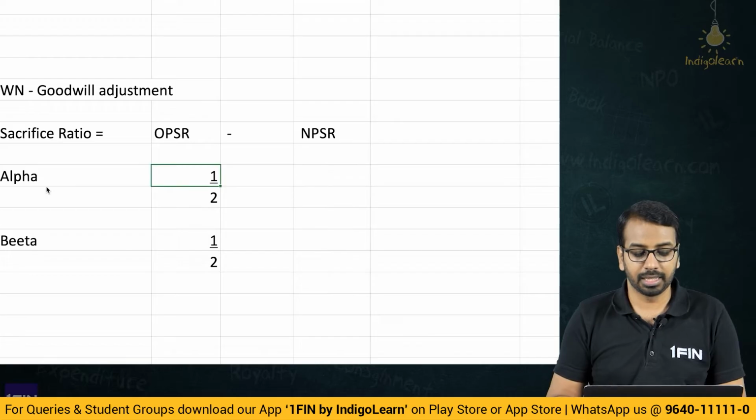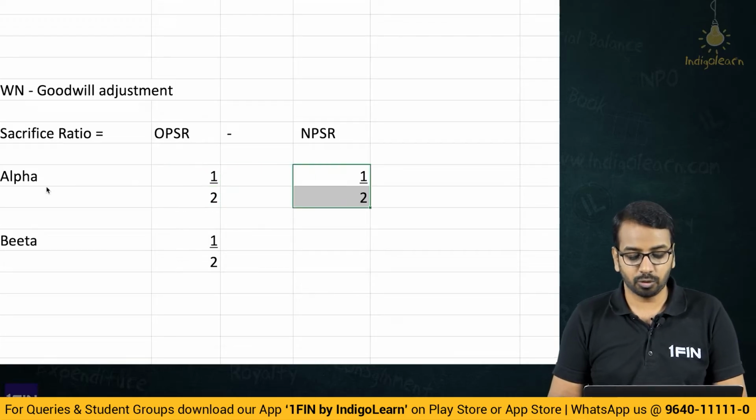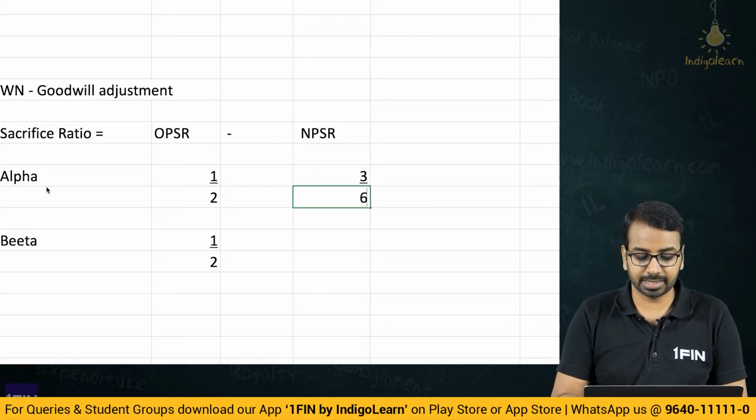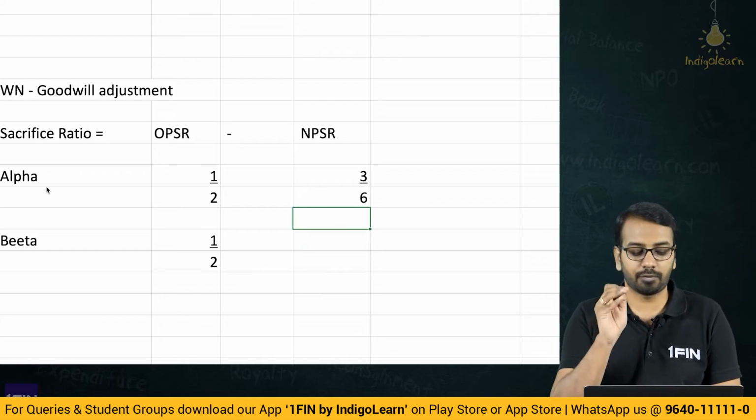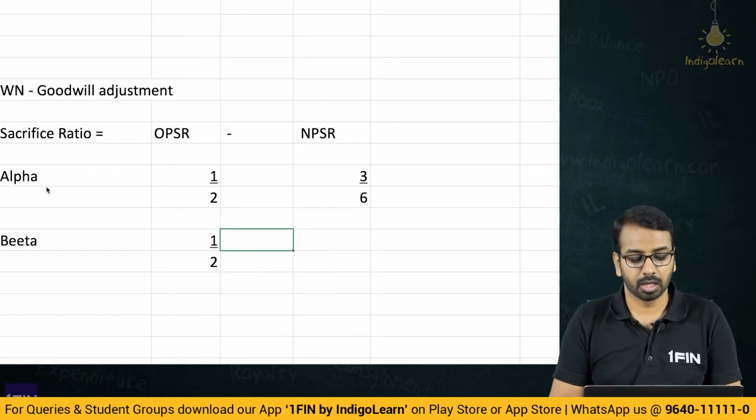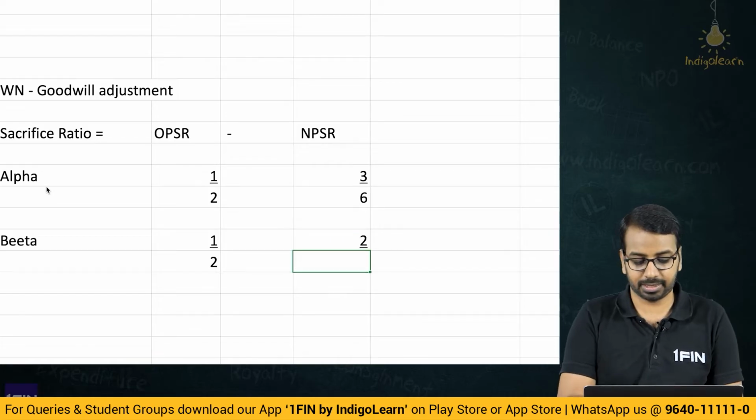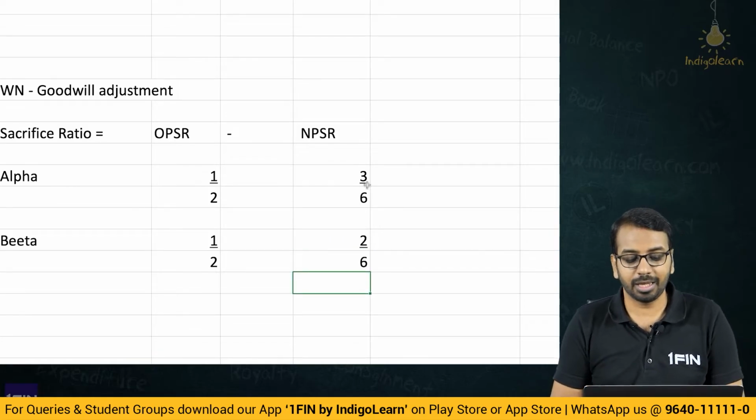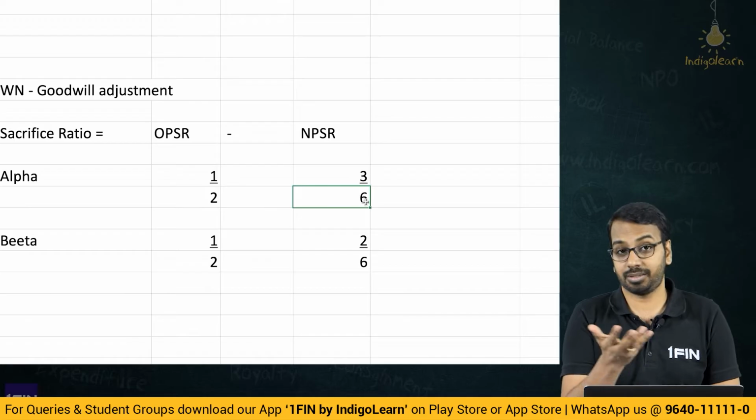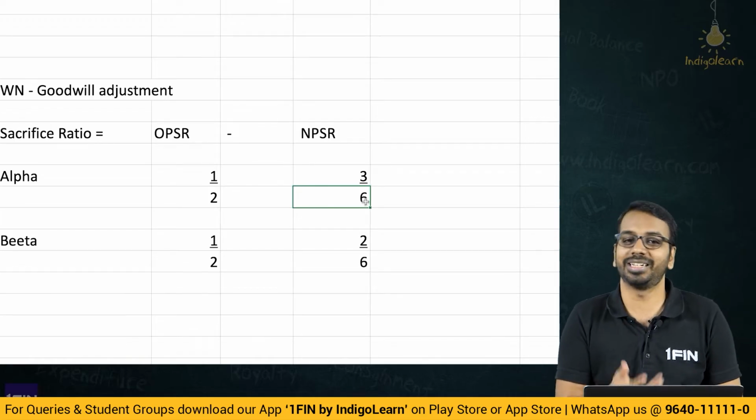New profit sharing ratio for Alpha, if you see, that is also 3 by 6. New profit sharing ratio of Alpha is 3 by 6. Of Beta, it is 2 by 6. Okay. Now, 3 by 6, can I write it as 1 by 6? Now, 3 by 6 is how much? It is 1 by 2.